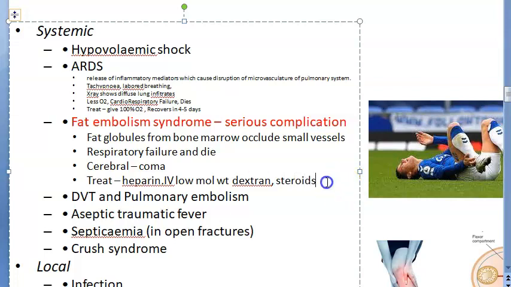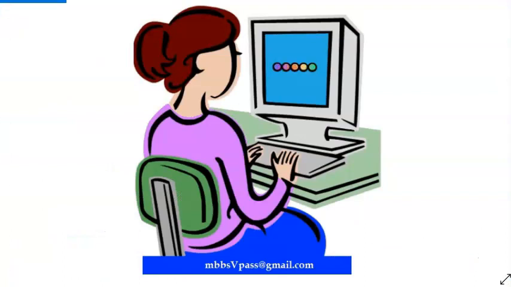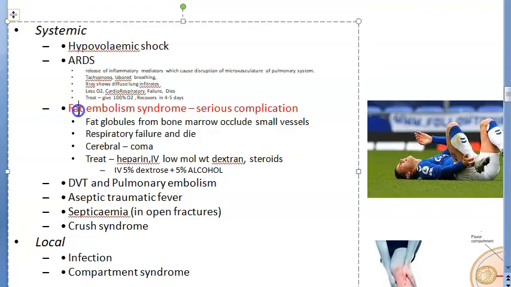Just note here, guys, the specific treatment they are talking about is intravenous 5% dextrose with 5% alcohol. This is known to emulsify the fat globules, and it is used by some people. Guys, they are talking about 5% dextrose and 5% alcohol. It will emulsify the fat globules. That's what some people are using. Okay, so that covers fat embolization syndrome.